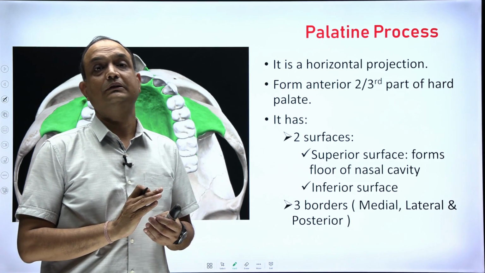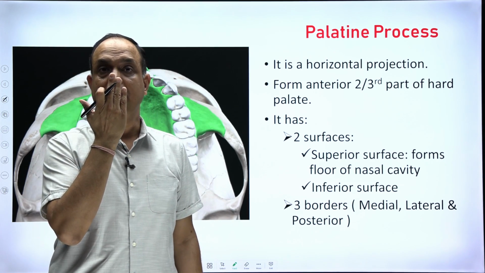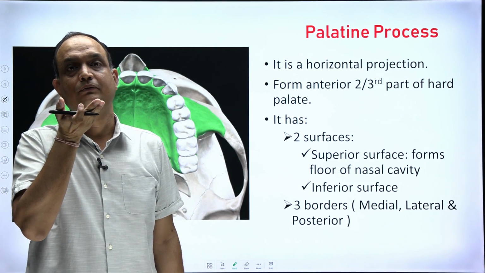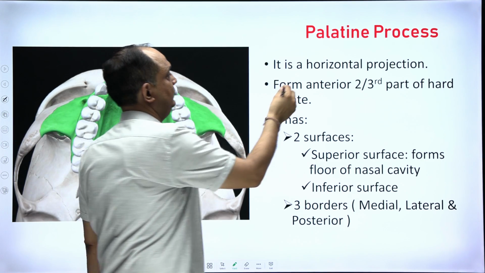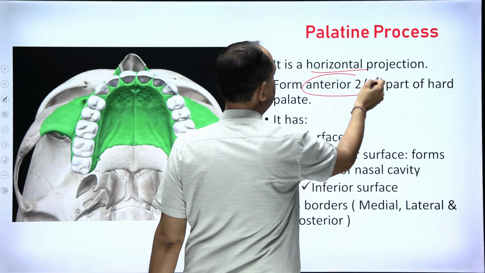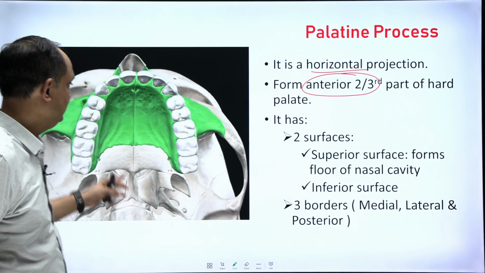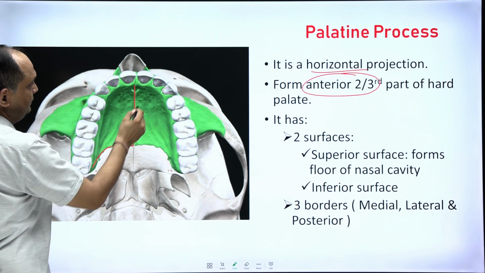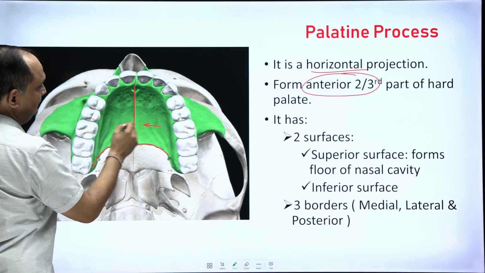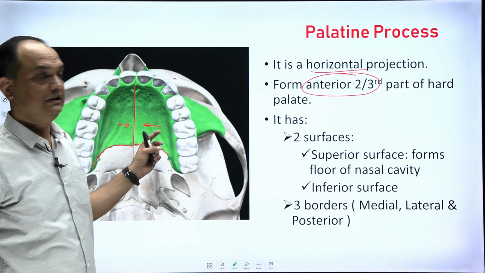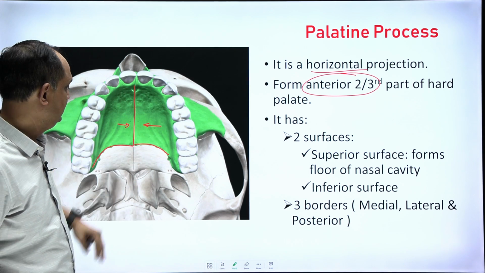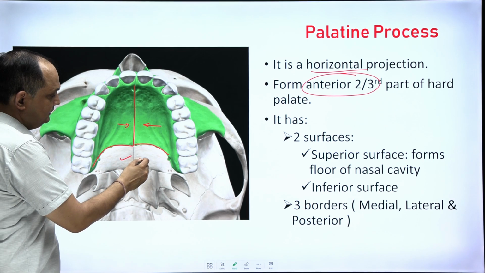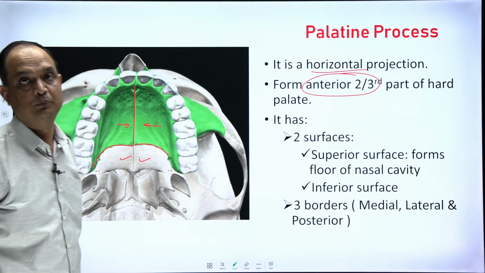Now the palatine process is not visible in the norma frontalis. For that you will see the hard palate from below. Now it is a horizontal projection which is forming the anterior two-thirds of the hard palate. Here in this image, you can see the palatine projection which is coming from both the sides. This projection is making the entire two-thirds of the hard palate, and posteriorly this part of the hard palate is formed by the palatine bone.